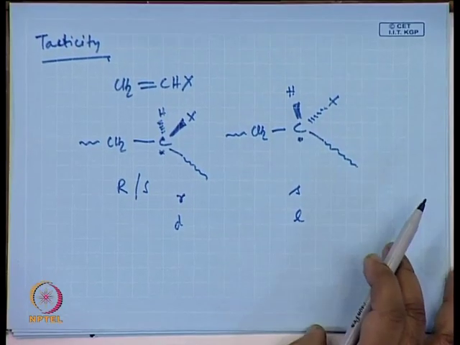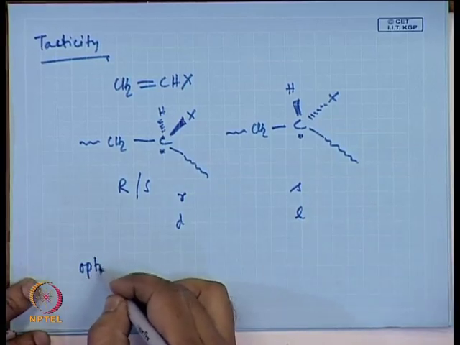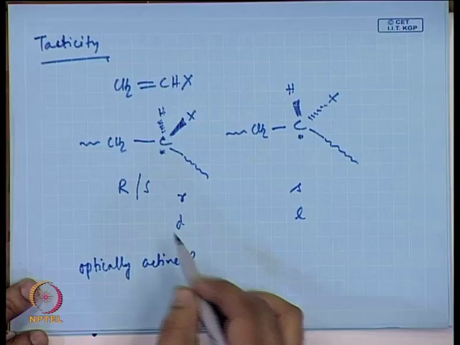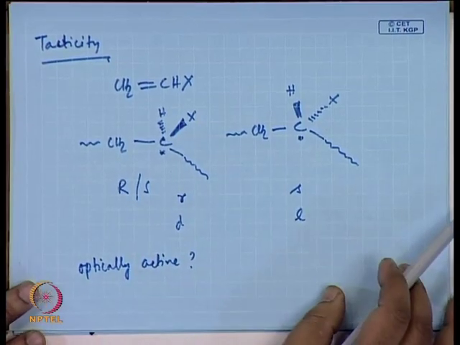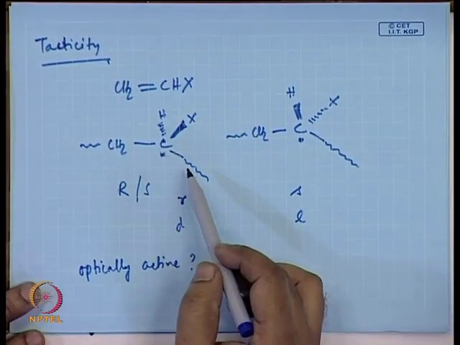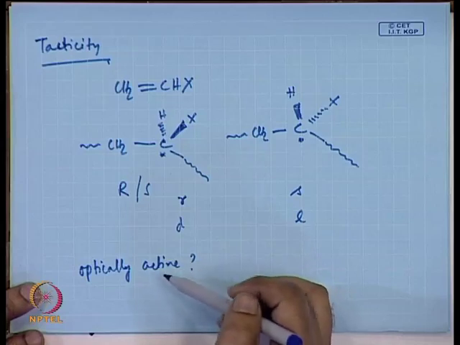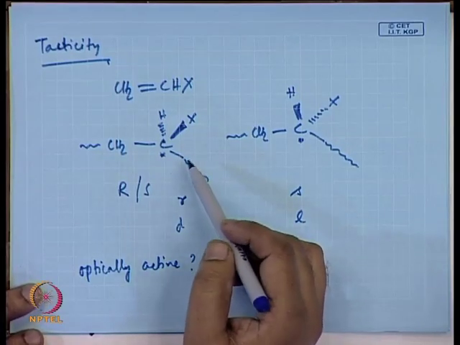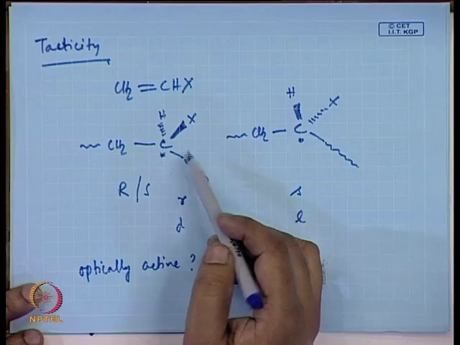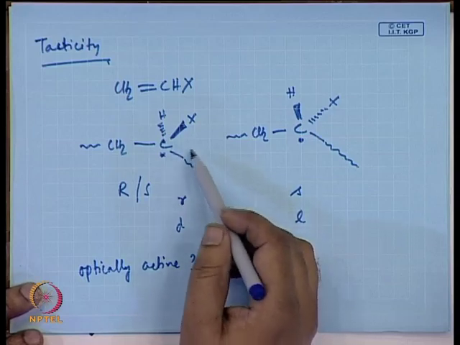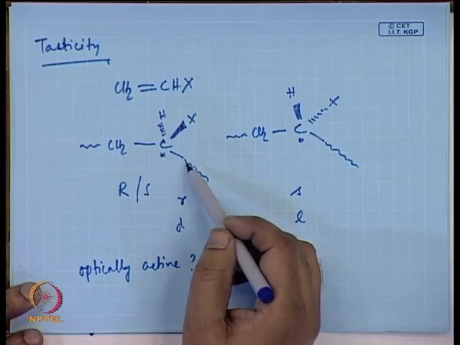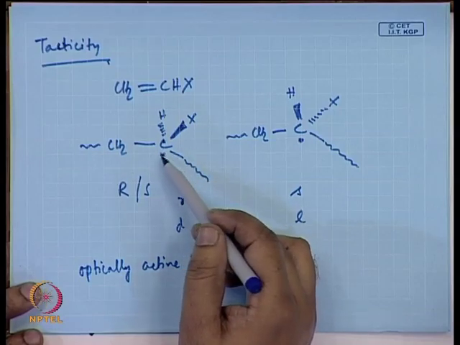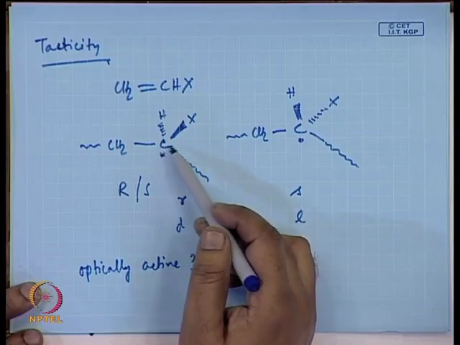Now, will that be optically active? By definition, this should be a chiral molecule, so this should be optically active. Now, you should remember that optical activity is a very short range phenomenon, and it depends only on maybe the first one or two atoms or groups around this stereo center or asymmetric center.